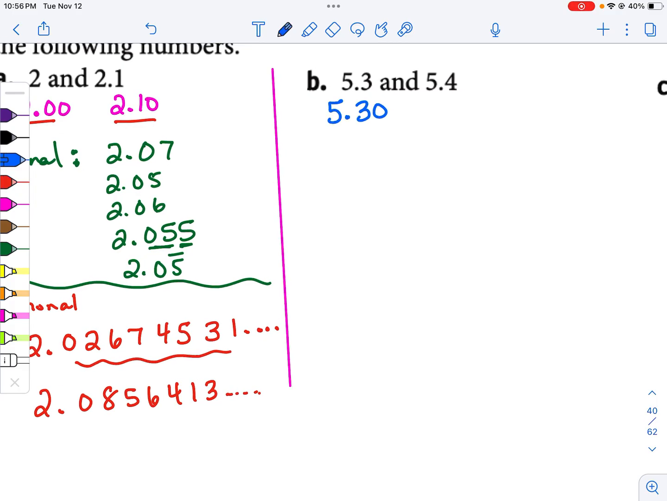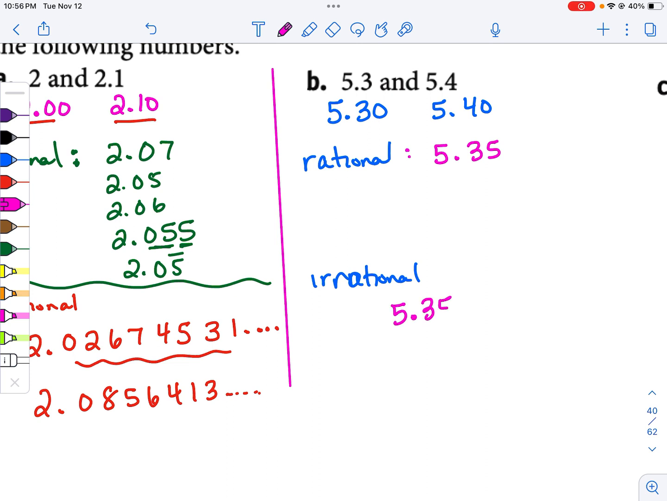So I'm going to think of that as $5.30 and then $5.40. So this time I'm only going to come up with one rational and one irrational because I'm hoping by now you get the idea. So one rational number could be $5.35, right? 5.35 is between 5.30 and 5.40. Okay, if I want to use that same number, I could go 5.35, but then I can't stop. I have to keep going.